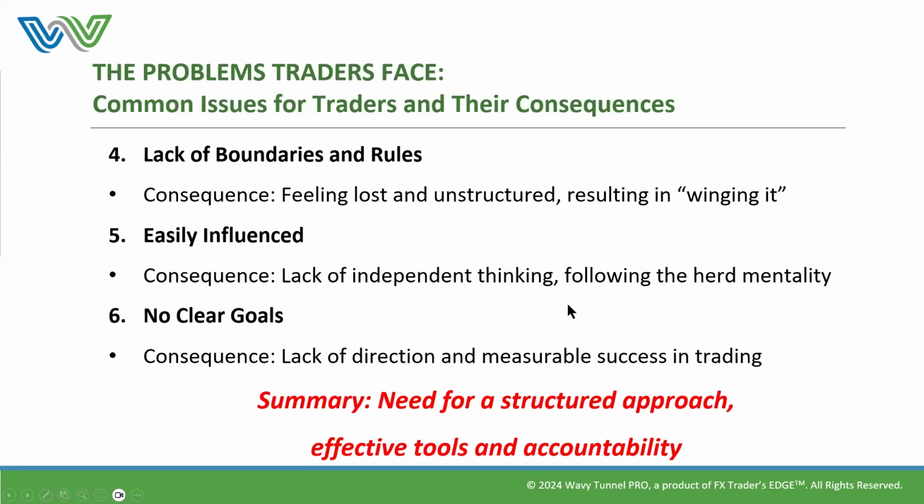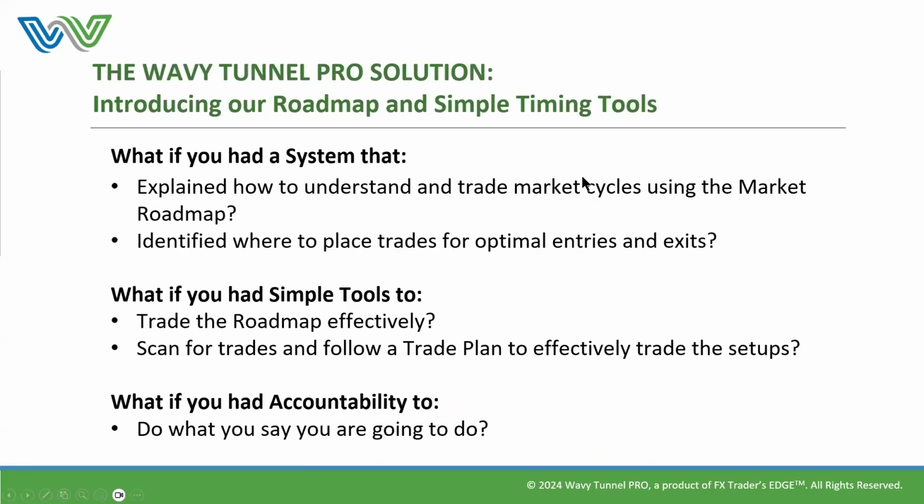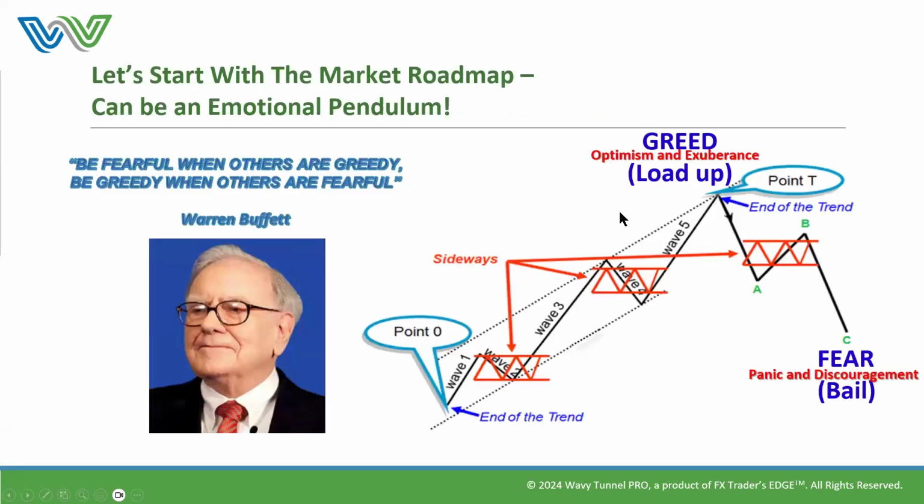So, what is the summary? A need for a structured approach, effective tools, and accountability. So, what if you had a system that explained how to understand and trade the market cycles using the market roadmap, identifying where to place trades for optimal entries and exits? And then what if you had simple tools to trade the roadmap effectively and scan for trades and follow a trade plan to effectively trade the setups? And then what if you had accountability to do what you say you are going to do? So this is the Wavy Tunnel Pro solution, and this is what we are going to learn today.